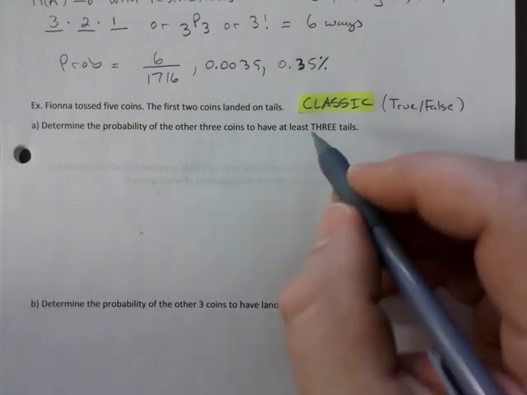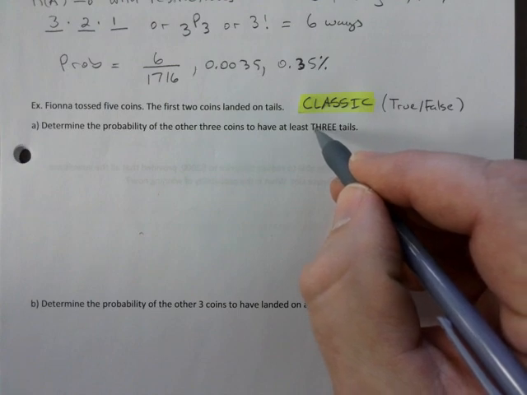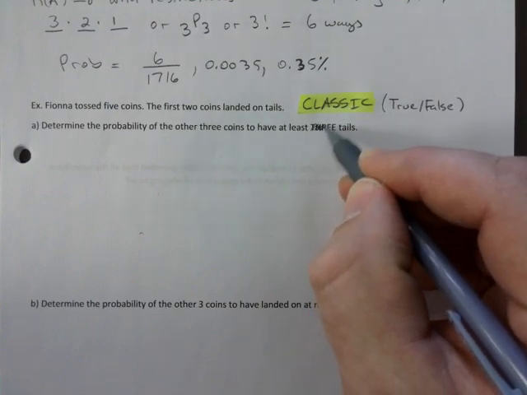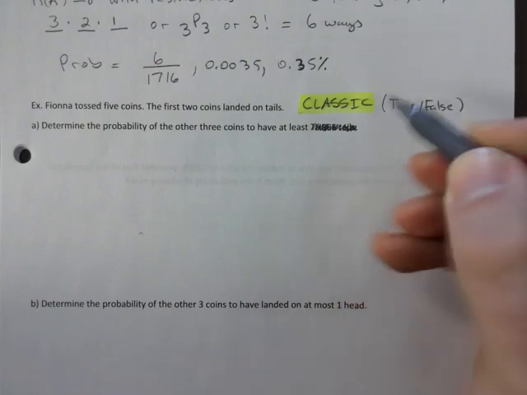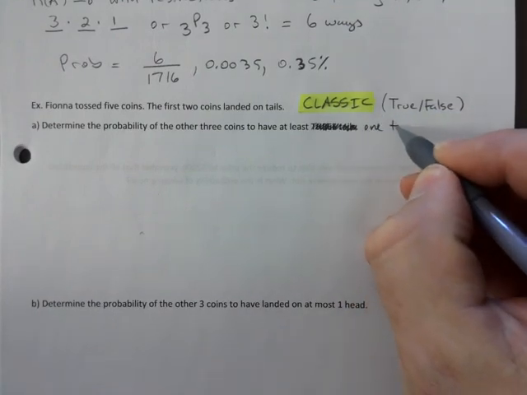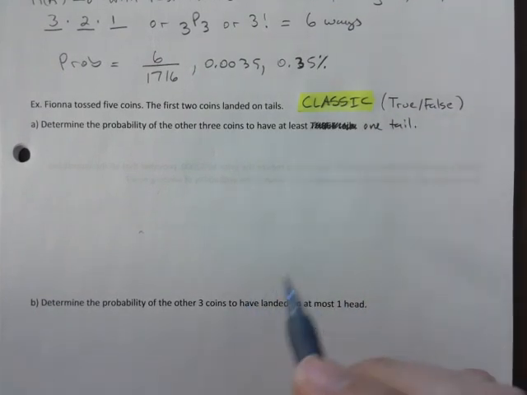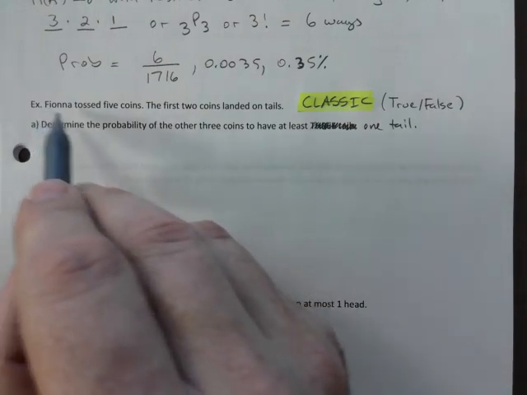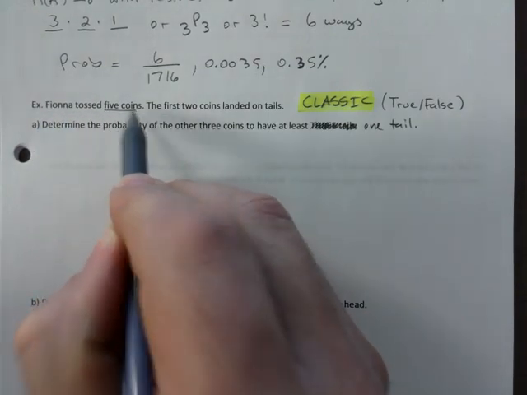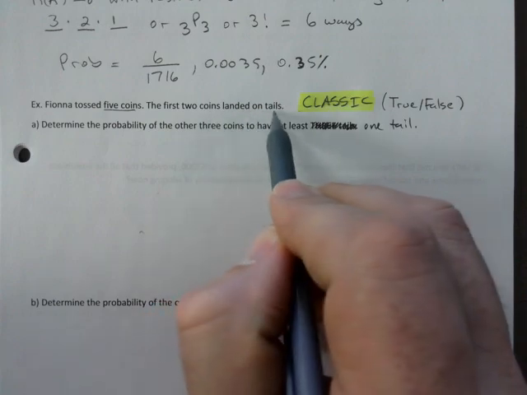Can we change that to at least 1 tail? It'll be more applicable here. At least 1 tail. So we have 5 coins. Watch this. 5 coins. The first 2 landed on tails.